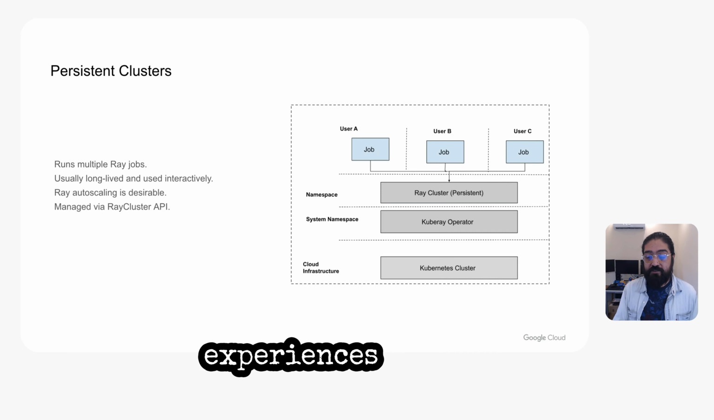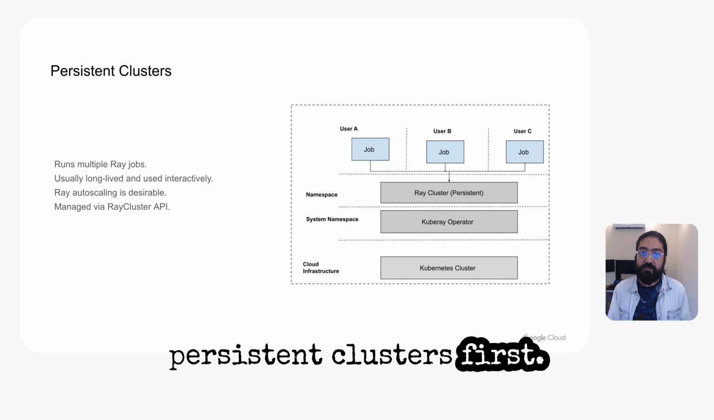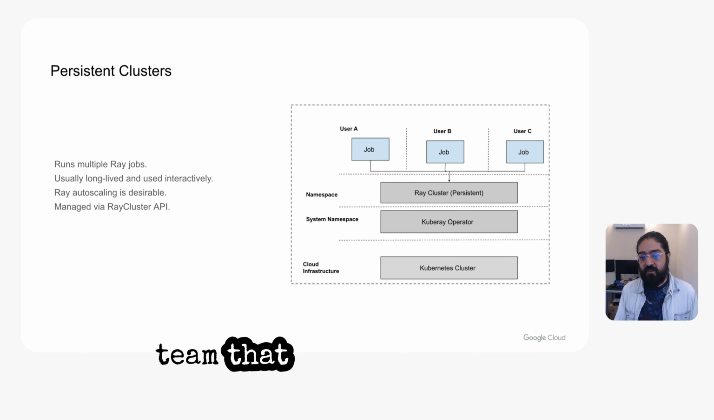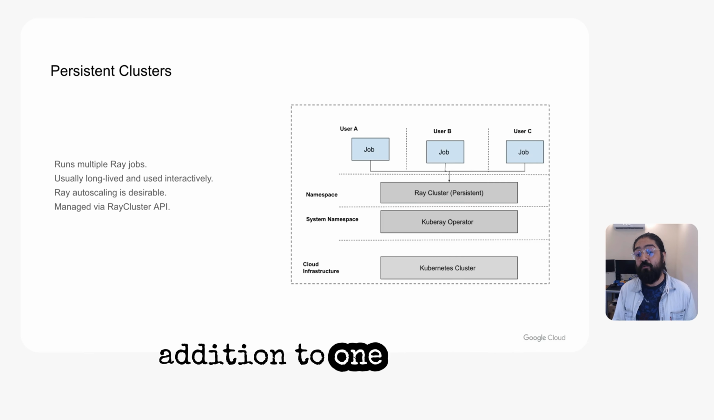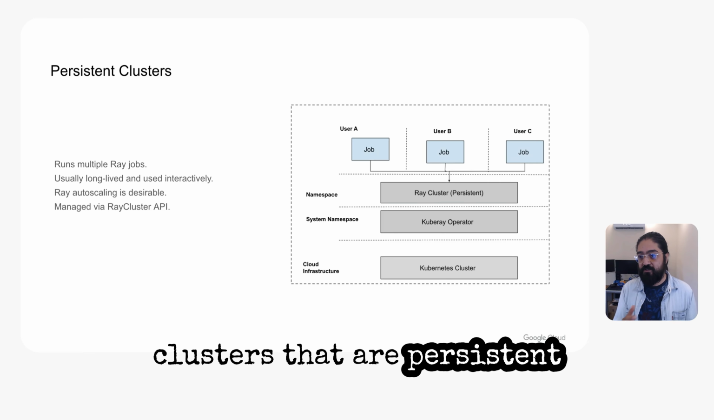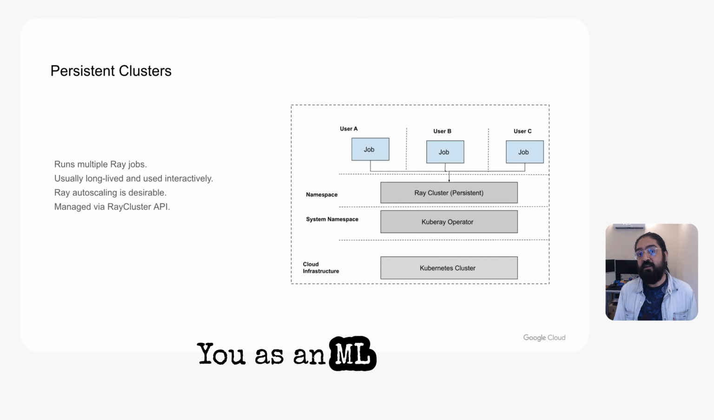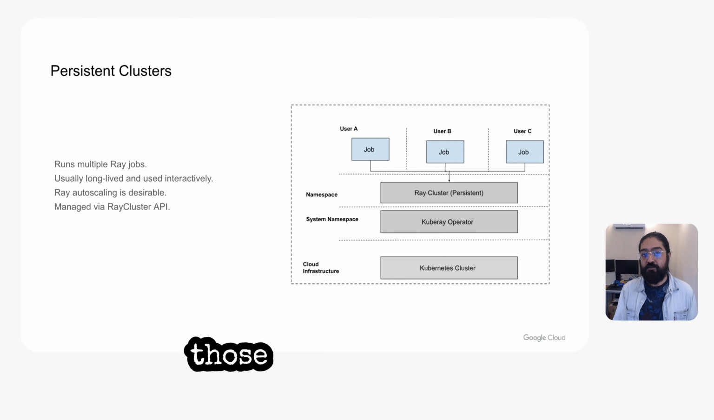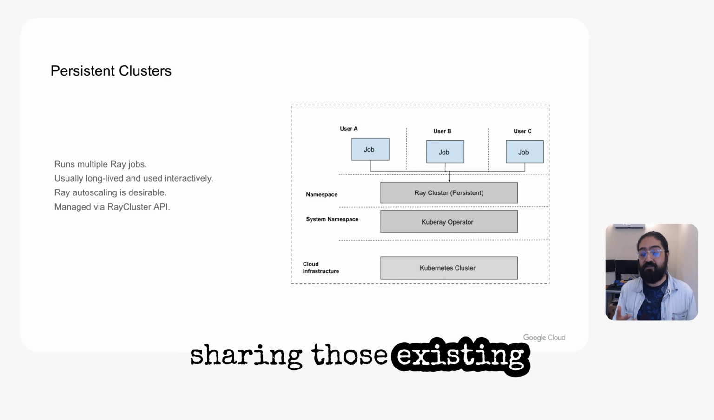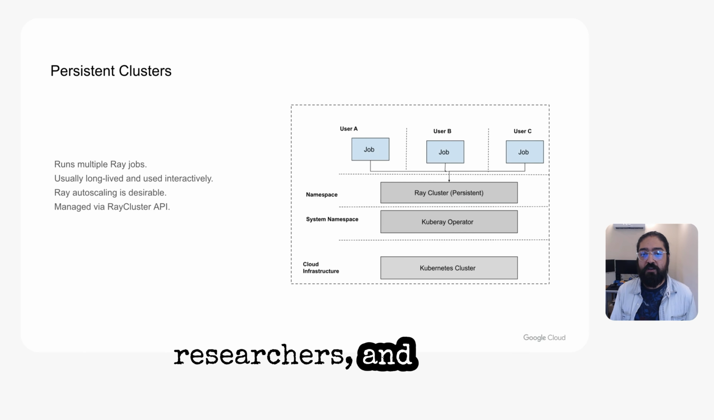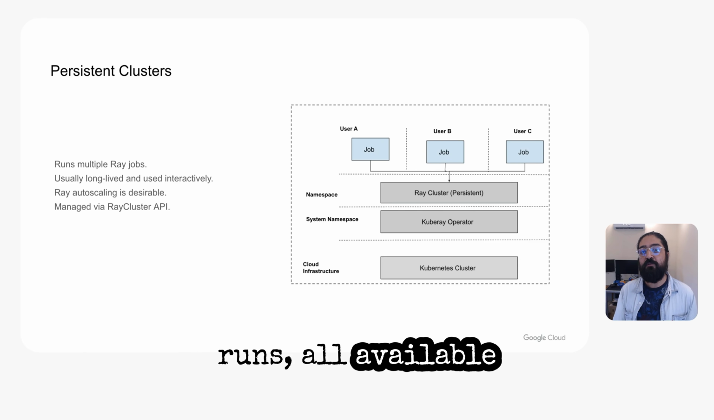There are two different experiences with Ray clusters running Ray jobs. Let's take a look at persistent clusters first. Imagine you have a platform team that has already set up a Kubernetes cluster with the Ray operator on it, in addition to one or more Ray clusters that are persistent, long-lived deployments on that Kubernetes cluster. You, as an ML engineer, send jobs directly to those already existing persistent Ray clusters. You have the advantage of sharing those existing resources with other researchers, and you also get all those logs and metrics from your historical runs, all available within the Ray dashboard.